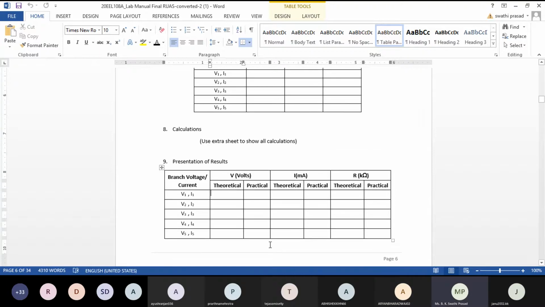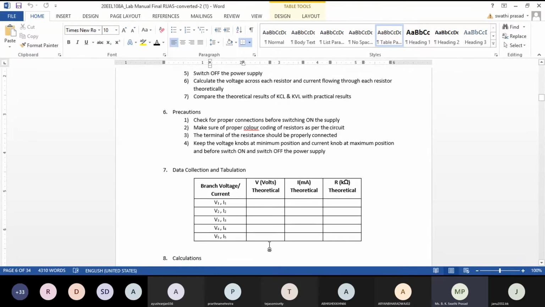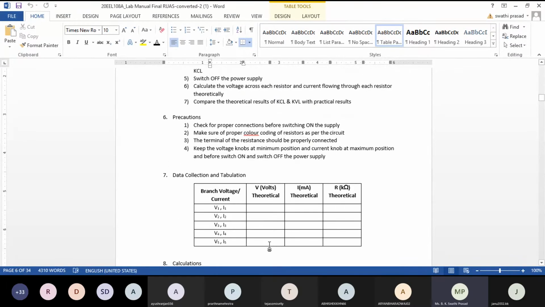Okay. So there should be a blank column only for the practical values, where you can come and fill in during our offline classes. Is that okay? Okay, ma'am. So in these online laboratory classes, we will compute all the theoretical values and keep them ready in the manual.